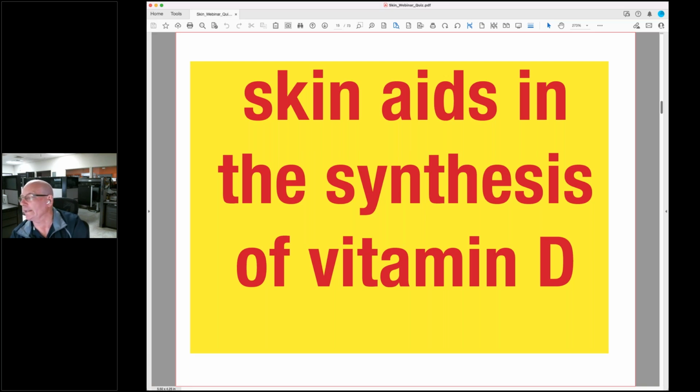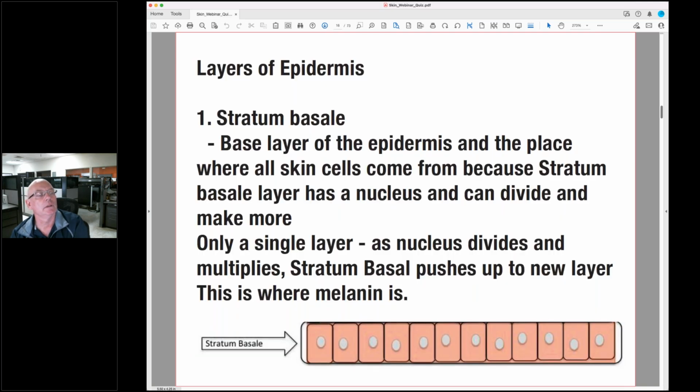Now we're going to talk about the layers of the epidermis. First layer, the stratum basale. This is the base layer where everything comes from. Just one single layer is able to divide and push new layers up. This is where the melanin is.